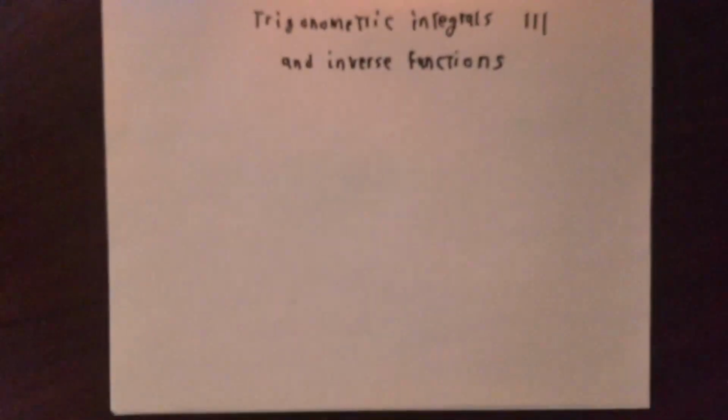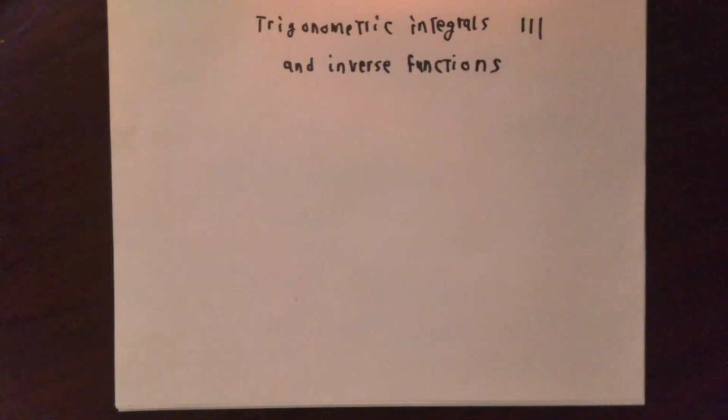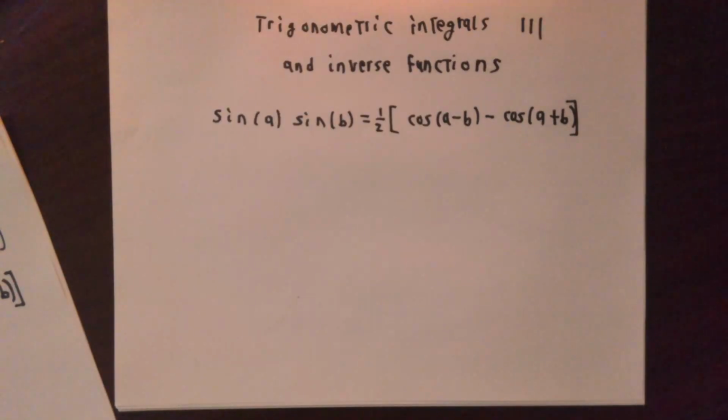Good morning. Today, I'd like to talk about the third category of trigonometric integrals, and since this is going to be relatively short, I'll take this opportunity to talk a little bit about the inverse trig functions as well. There are three other trig identities, half of the quantity cosine A minus B minus cosine A plus B. This basically takes a multiplication of trig functions and turns it into, in this case, a difference of trig functions.